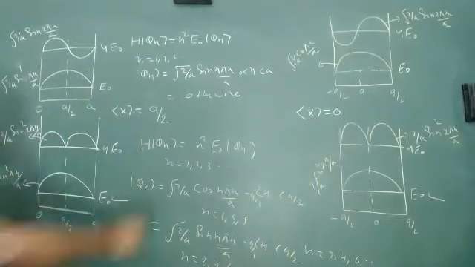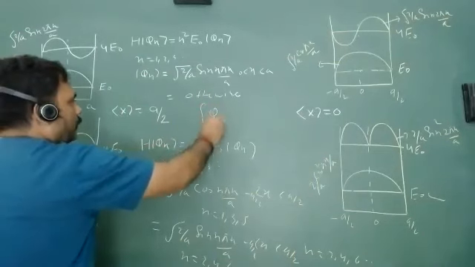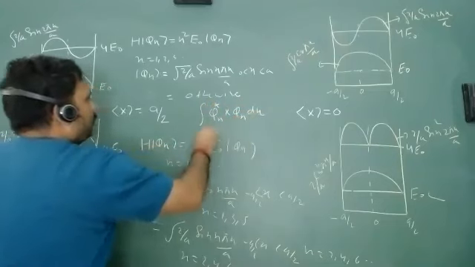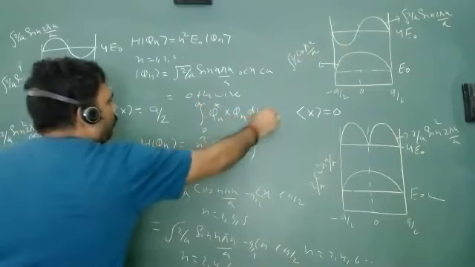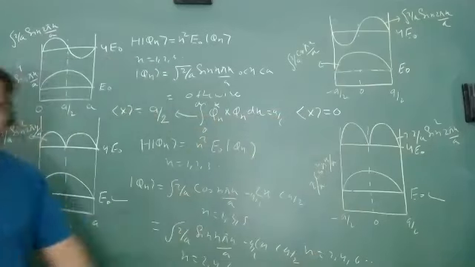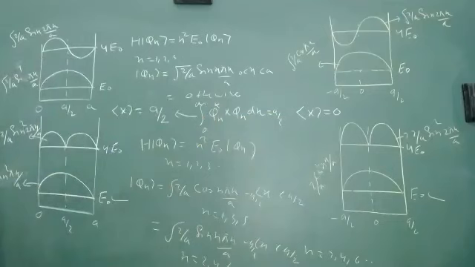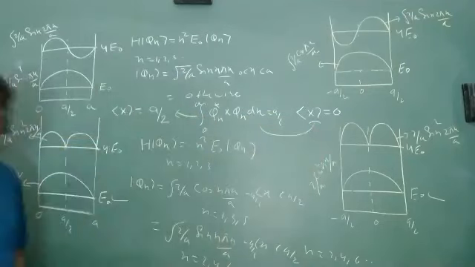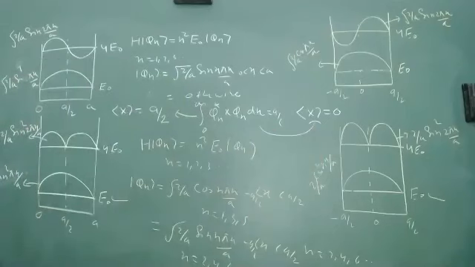How can you calculate it? This is very simple. You can just take phi n star x phi n dx from 0 to a, and you will get a by 2 in this case, and in this case obviously it will be exactly 0. So if I go to the first excited state, the minimum probability is at the center, whatever the coordinate of the center is, there is no problem.